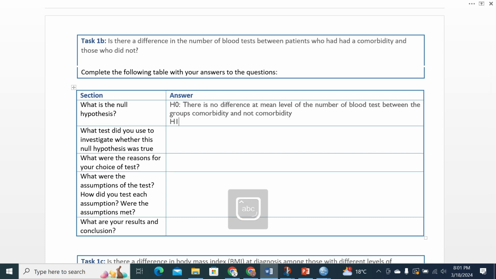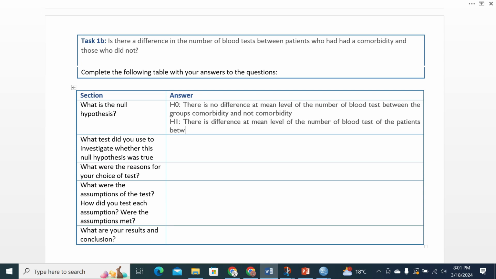What is the alternate hypothesis? That would be: there is a difference at mean level of the number of blood tests of the patients between the group of patients having comorbidity or not comorbidity.